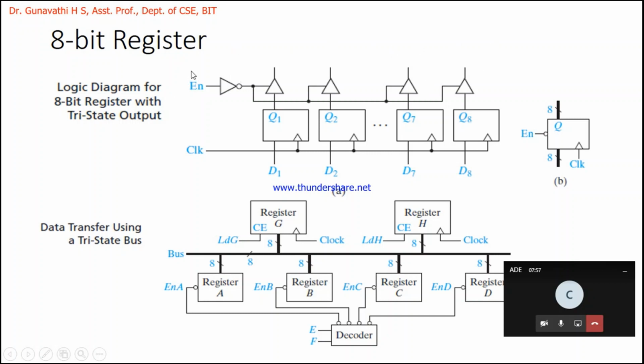Whenever the enable bit is high, this will be 0, meaning all these are like open circuits. We are going to get high impedance as the output, so all these will be disabled now. This is clear.